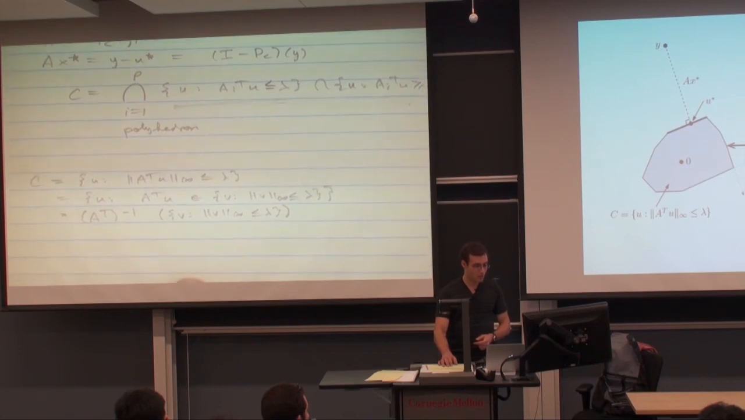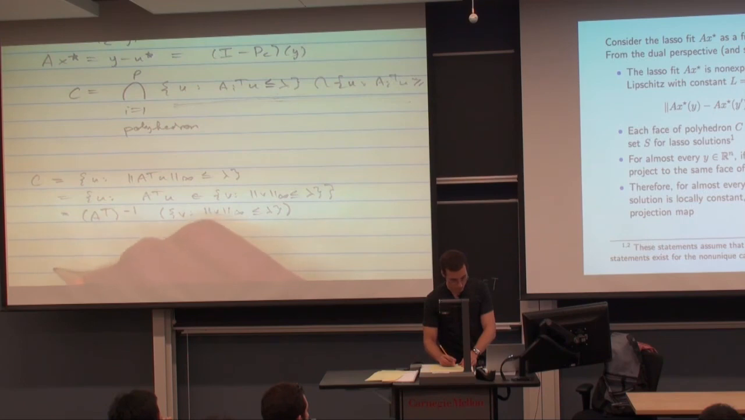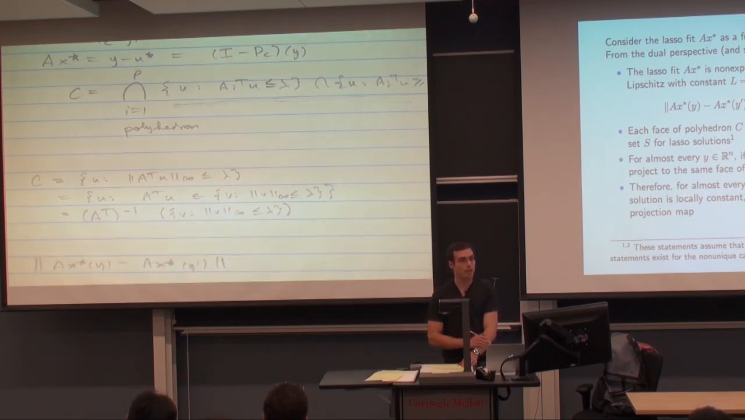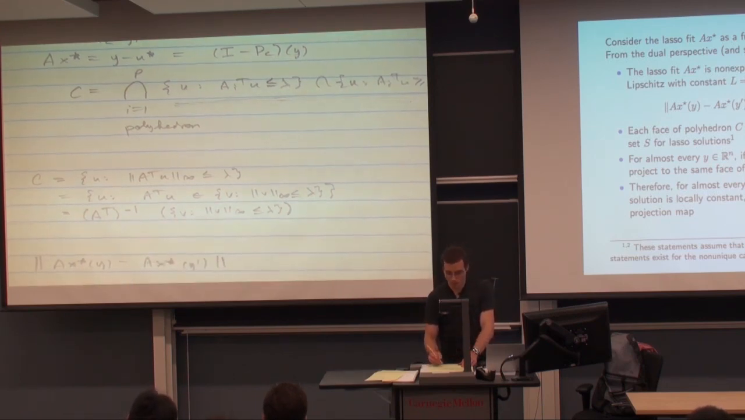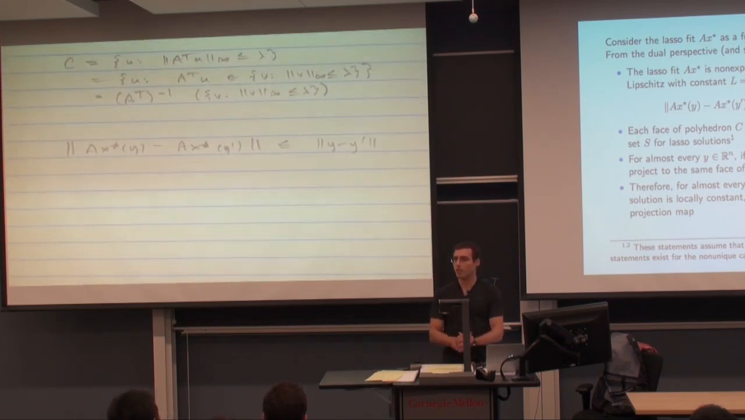So now we can read off a bunch of properties. So the first property that we can read off is that if I think about the lasso fit as a function of Y, it's non-expansive. That means that if I have the solution at Y and the solution at Y prime, then the norm difference between A X star at Y and at Y prime is at most as big as the difference between Y and Y prime. So why is that? That's just a property of projection onto convex sets.